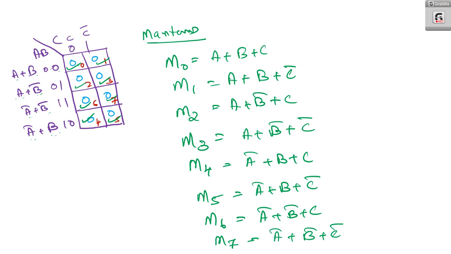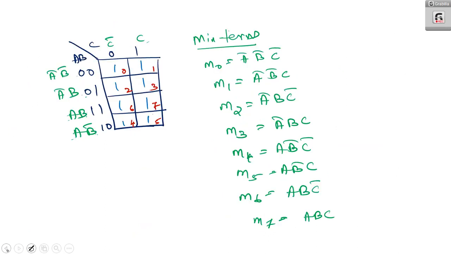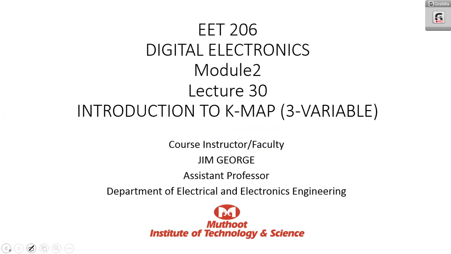Those are the corresponding maxterms of a three variable K-map. So in this lecture what we have dealt with is the three variable K-map. We have derived the minterms and maxterms of this K-map. Using this three variable K-map, you can derive the standard SOP forms and standard POS forms. So with that, I am ending the lecture on the three variable K-map.